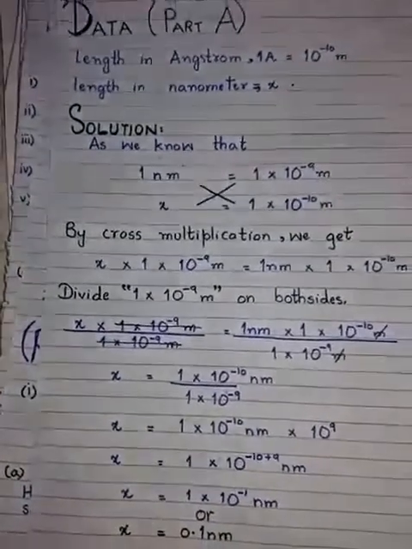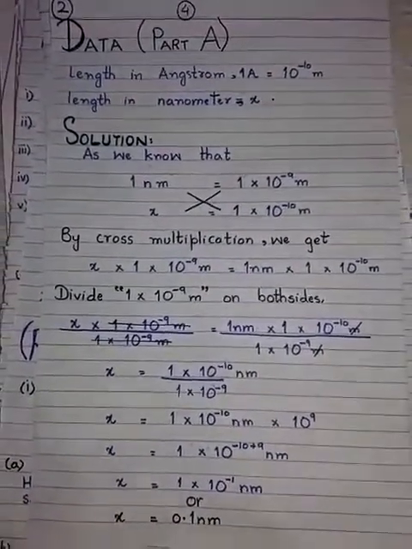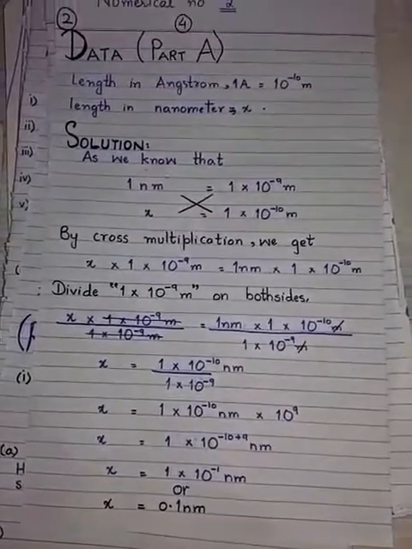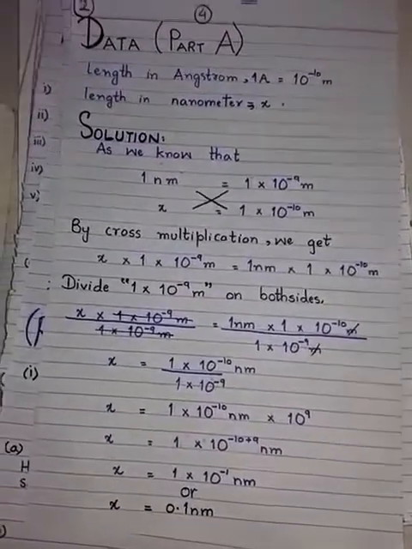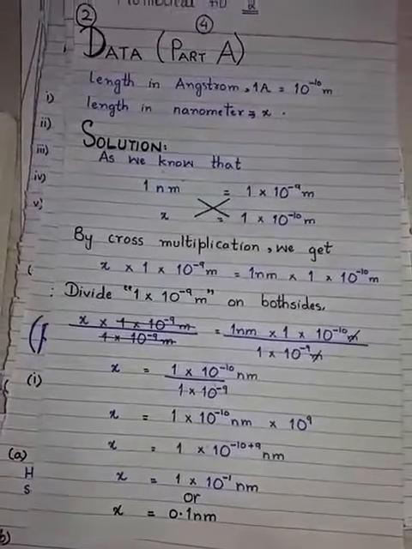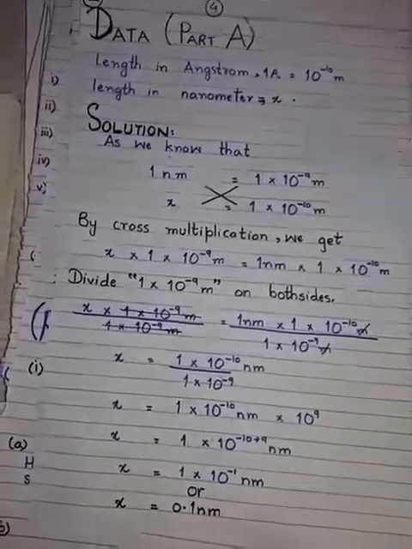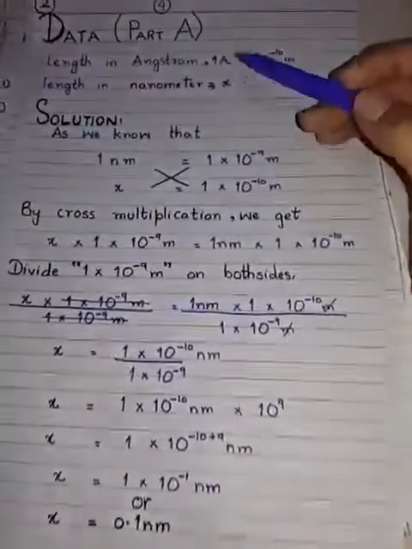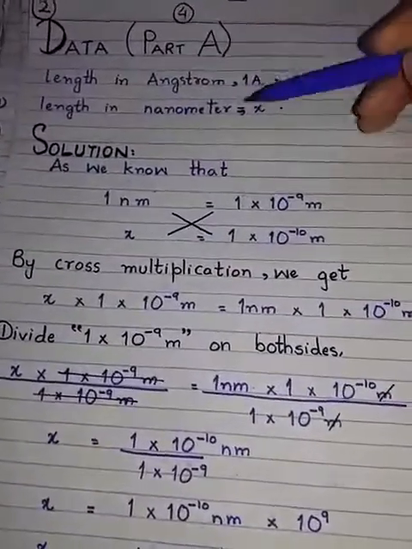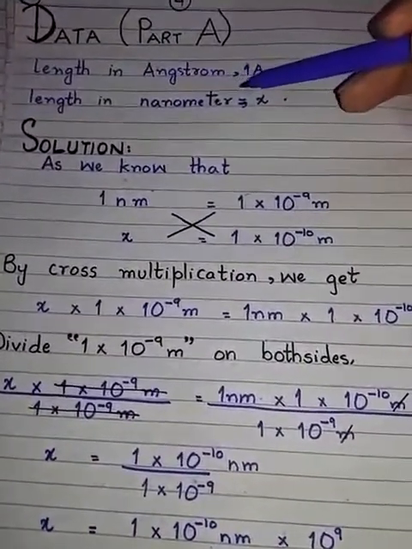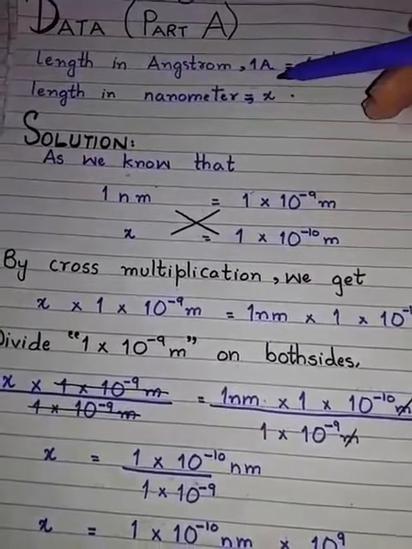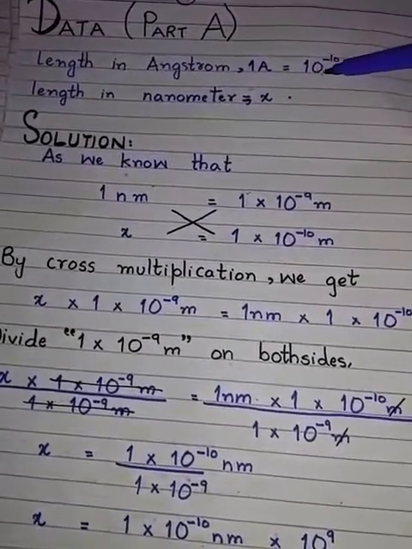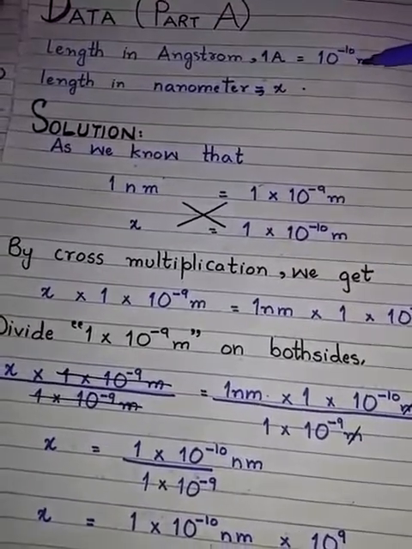So girls, for this numerical, as you can see, this is the conversion of units. For conversion of units, first we properly arrange the data, then the solution, and then we will find the answer. So it's numerical question number 2, part A. Length in angstrom is given. 1 angstrom is equal to what? That is equal to 10 raised to power minus 10 meter.